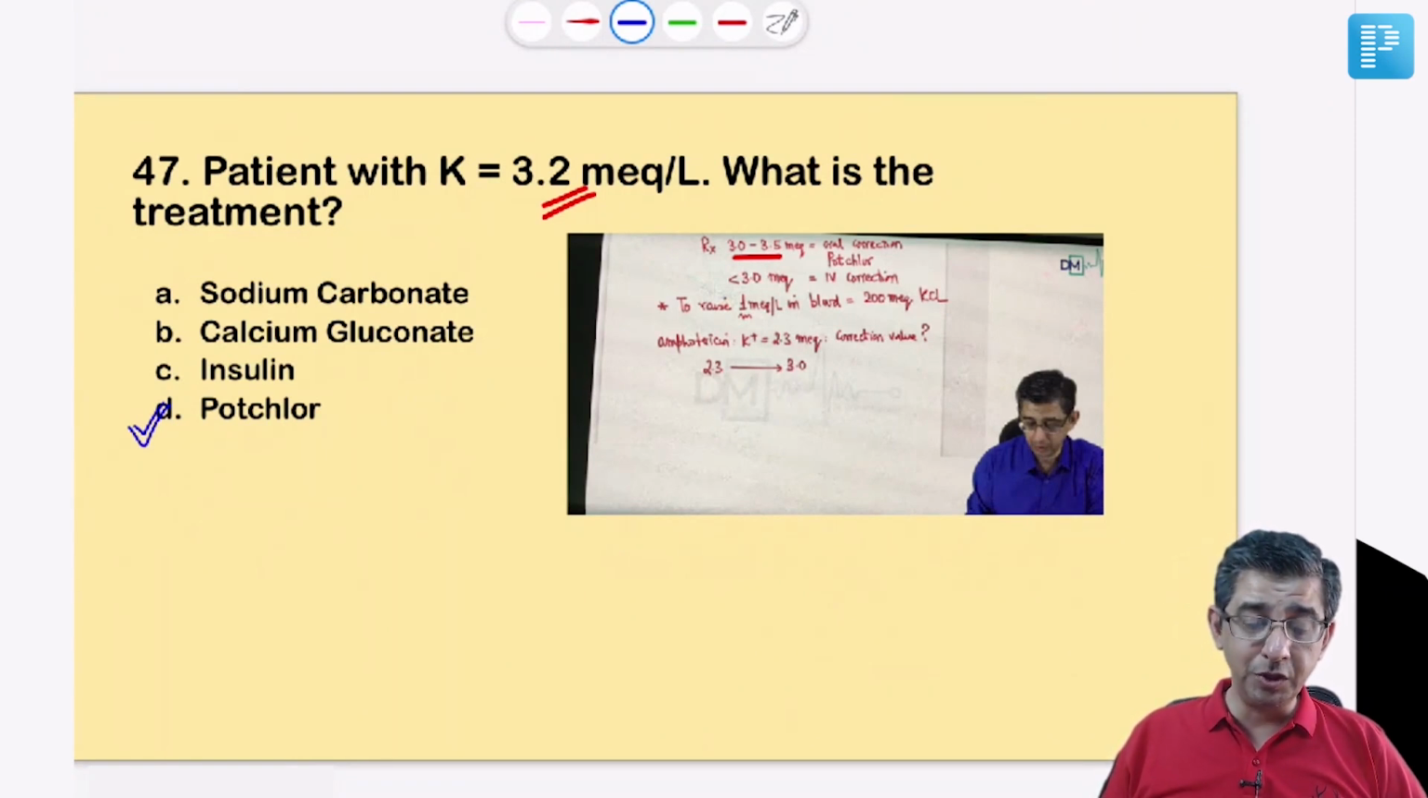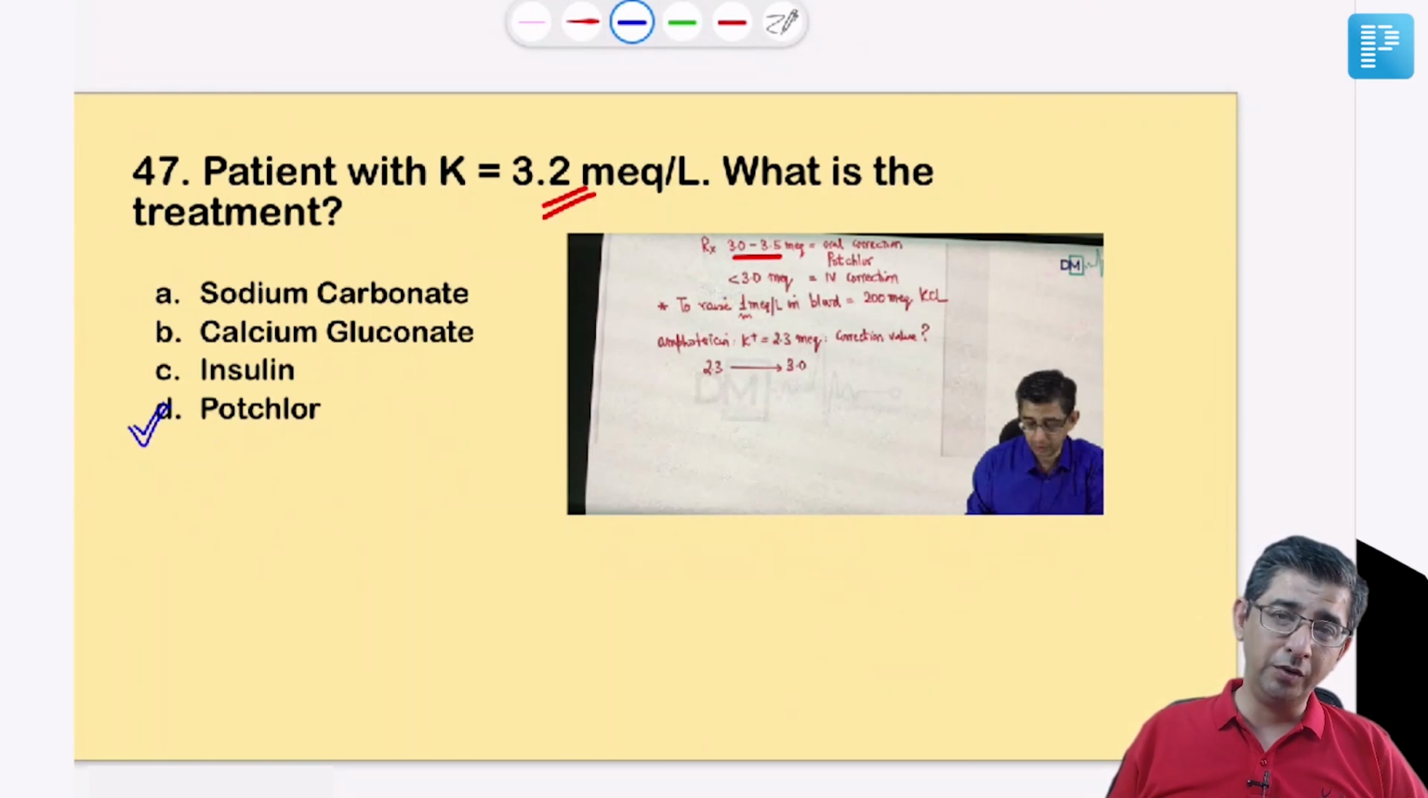The remaining options, insulin, calcium gluconate, calcium carbonate, sodium carbonate, are the ones which would be recommended for hyperkalemia with acidosis or hyperkalemia per se.